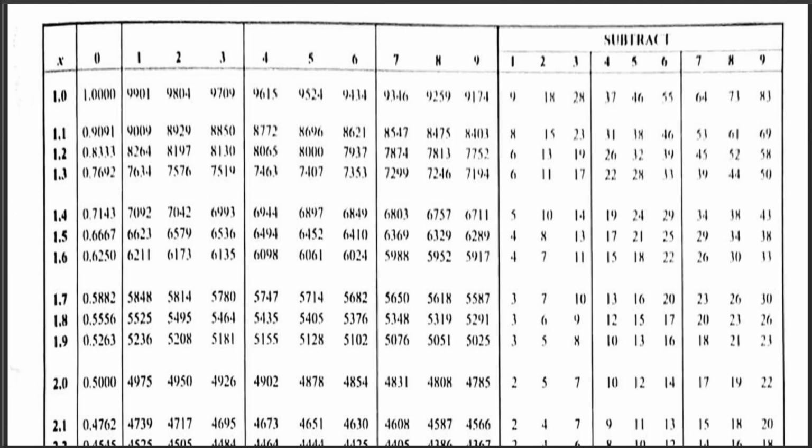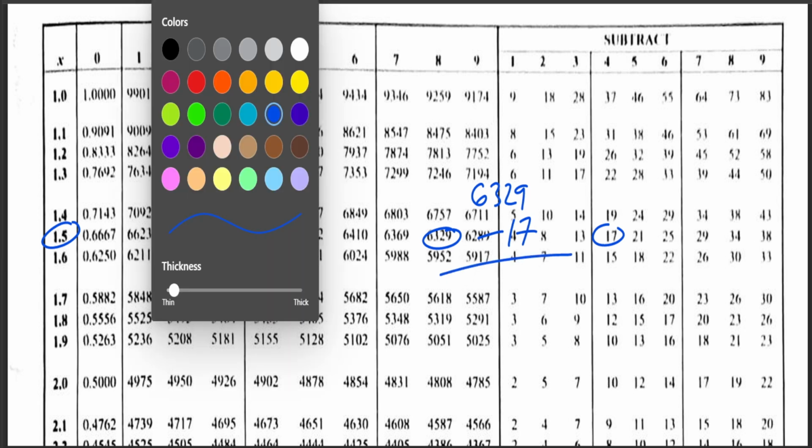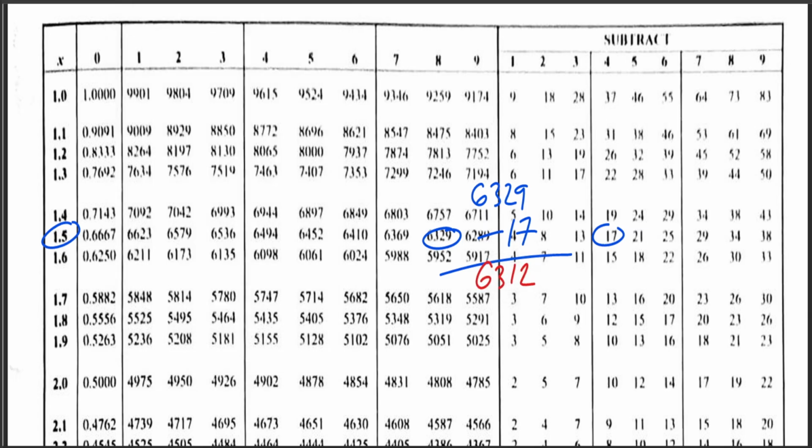1.58 and 4. So this is 6329 minus 17, which will give us 6329 minus 17, which is 6312. So this is 6312, 0.6312.